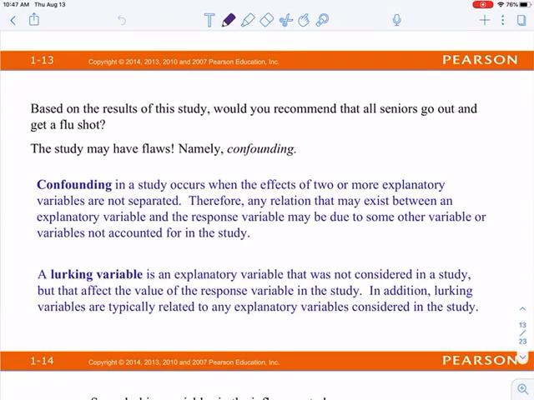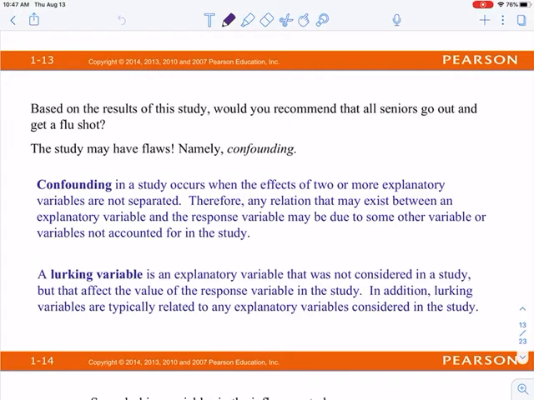Based on the results of this study, would you recommend that all seniors go out and get a flu shot? The study may have flaws, namely confounding. Confounding in a study occurs when the effects of two or more explanatory variables are not separated. Therefore, any relation that may exist between the explanatory variable and the response variable may be due to some other variables not accounted for in the study.